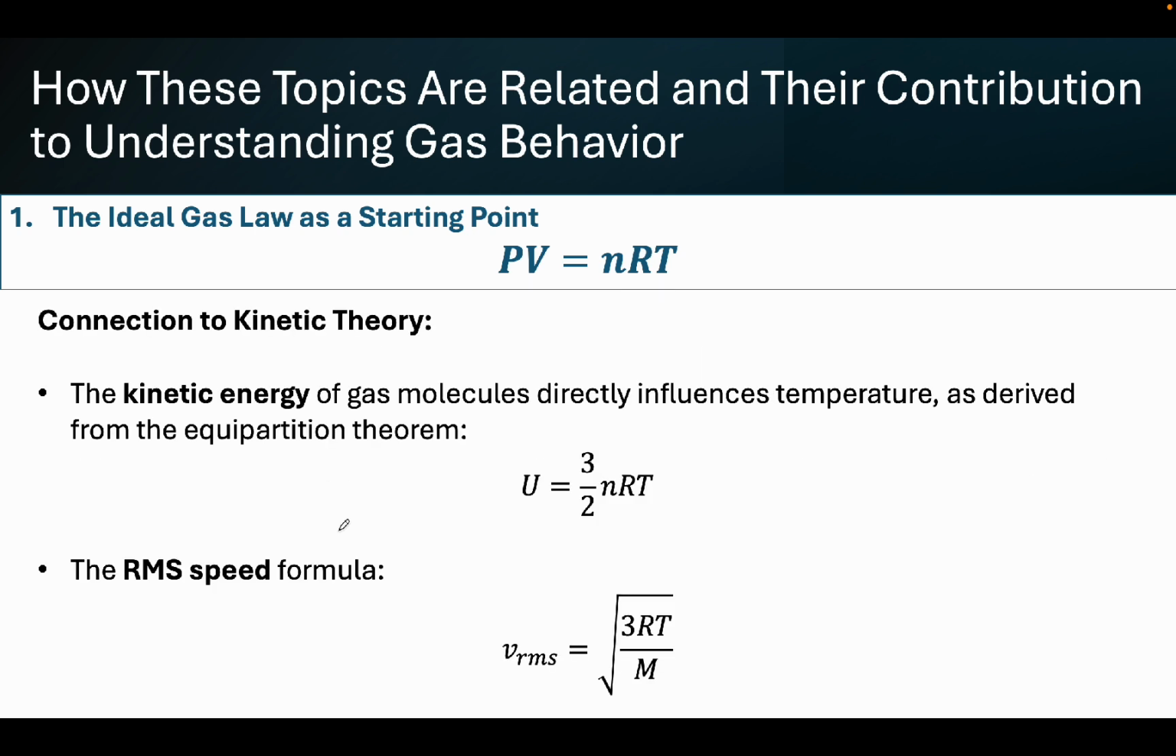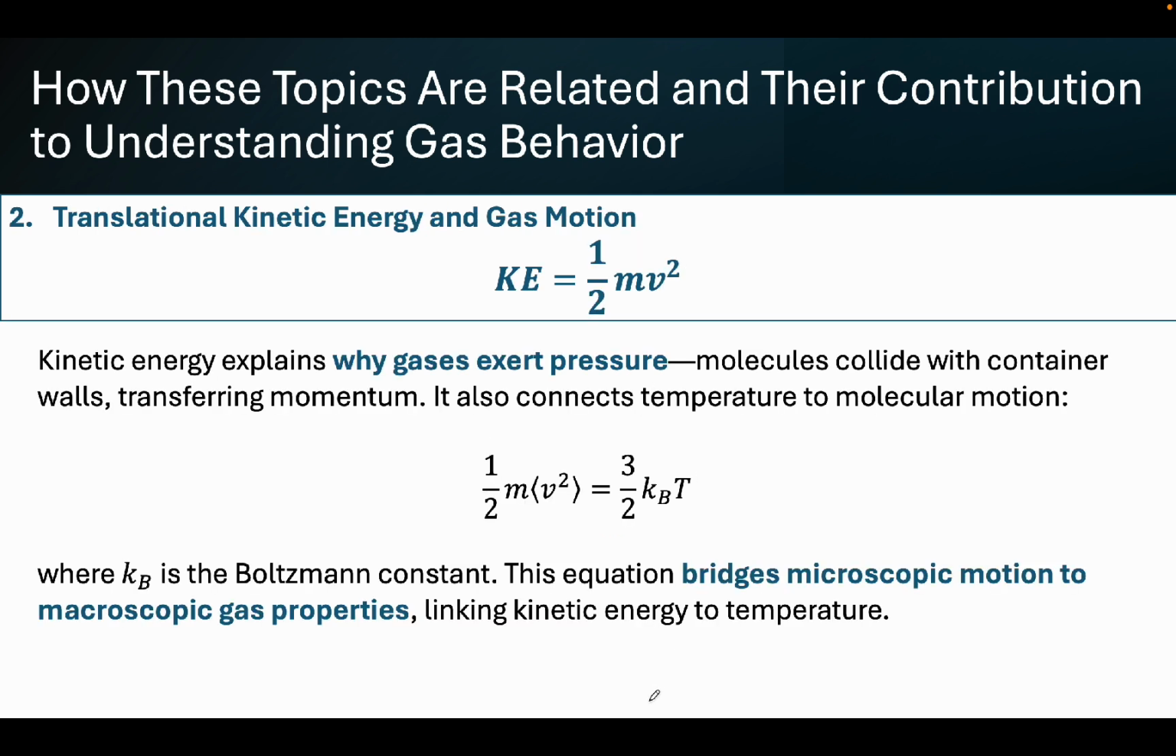Now, what is its connection to kinetic theory? The kinetic theory of gas molecules directly relates to temperature. As derived from the equipartition theorem, we have U is equal to 3 over 2 times nRT. And it is also connected through the VRMS, or the root mean square speed formula. We have VRMS is equal to the square root of 3 times R times T divided by the molar mass.